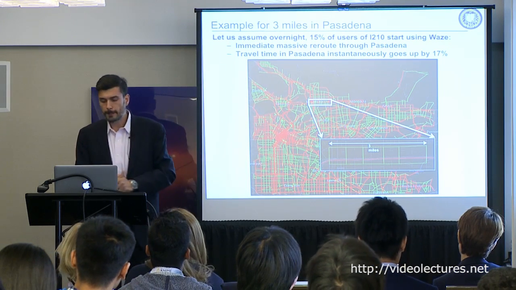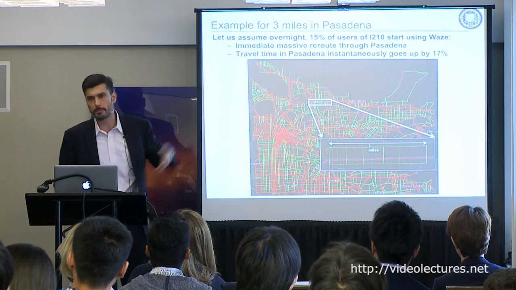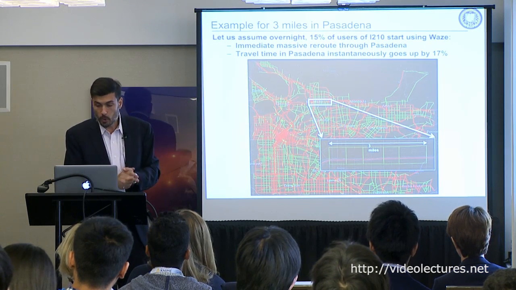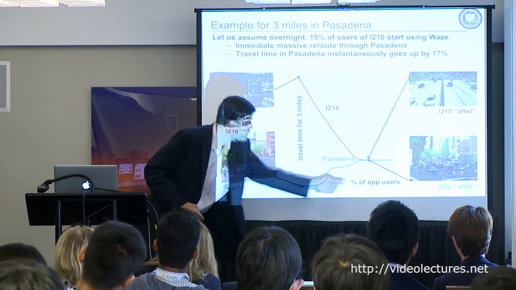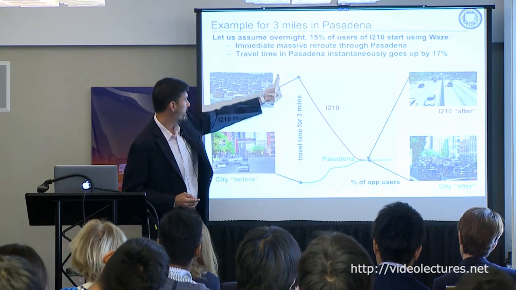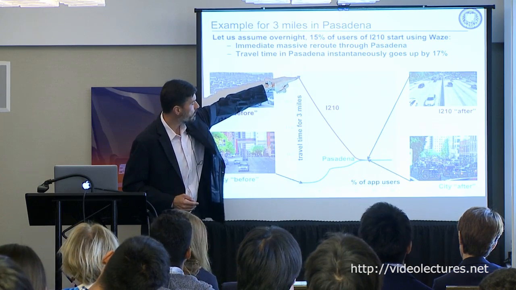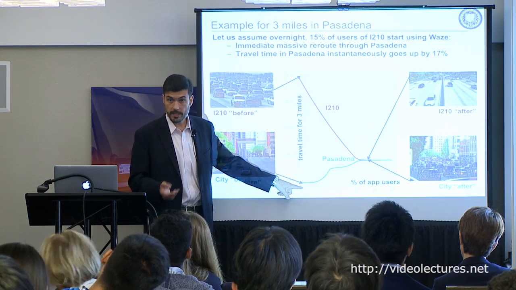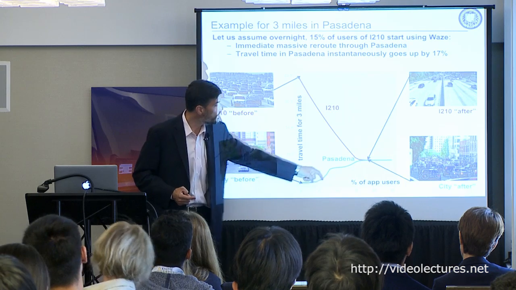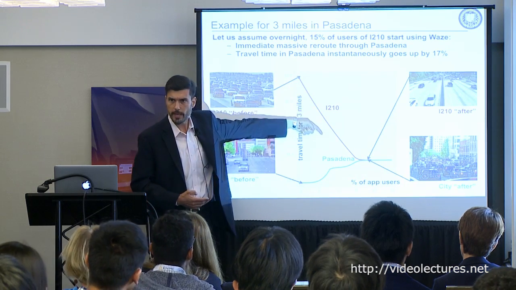15% of the population started to use a given app, I pick Waze, but it could be any app, really. Well, what would happen is the following. This is the percentage of users using an app, and this is basically the travel time. So initially, traffic is pretty bad on the freeway, and travel time is pretty good in the city. And then the more people start to use it, the more it decongests the freeway. It's pretty good for the freeway.